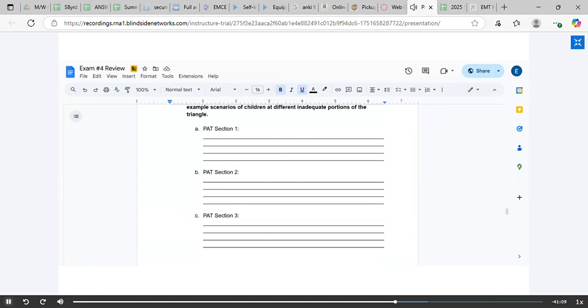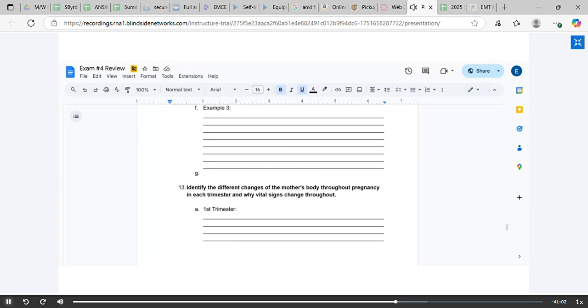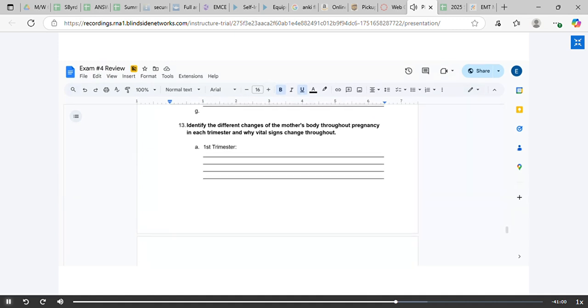Appearance, which is your neuro, work of breathing, which is your respiratory, and then skin, which is your circulation. We've kind of talked about all of that. So now let's go back and talk about the different changes that occur to a mother during pregnancy, okay? Because there's quite a bit, all right?